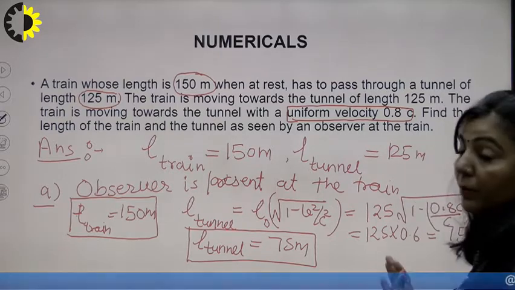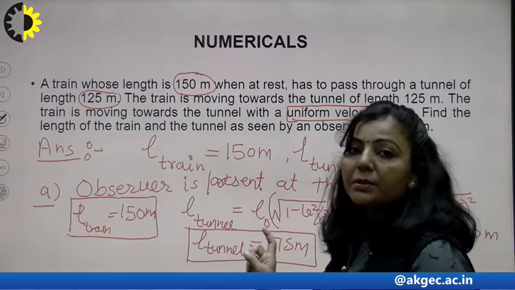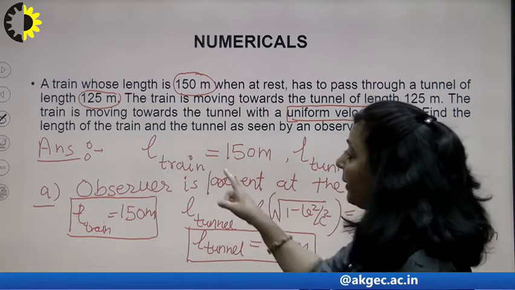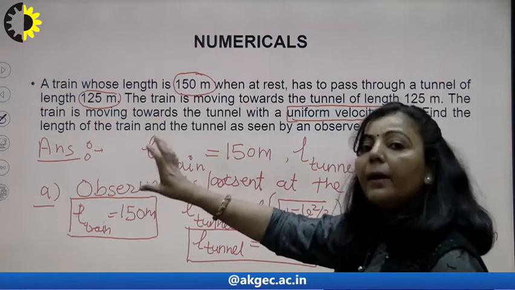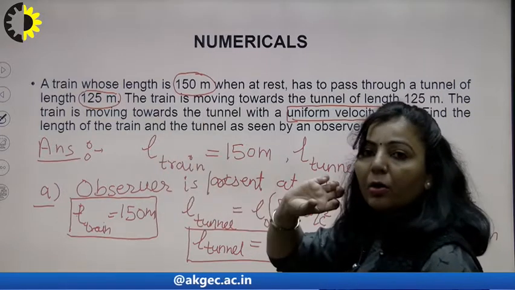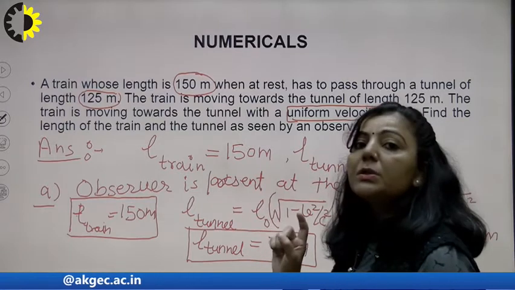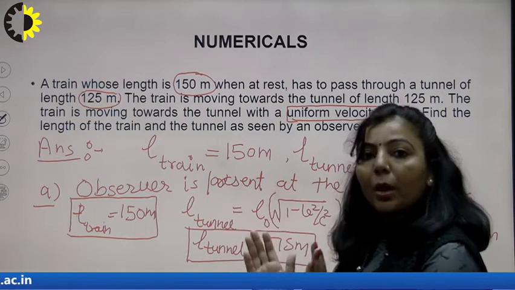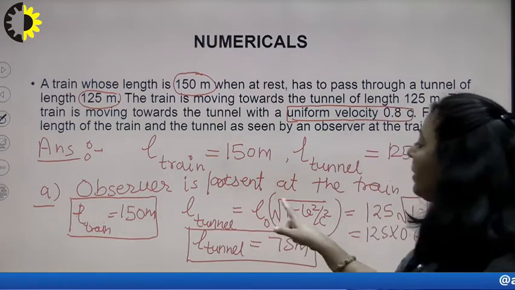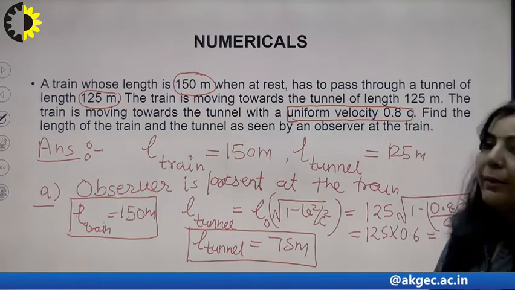I hope this particular concept of length contraction is understood: when the observer is sitting in the train, the train will appear of the same length, that is 150 meter. But for the observer who is sitting in the train, the length of the tunnel will appear to be contracted, and that contraction will take place according to this formula, and the length of the tunnel is 75 meter.